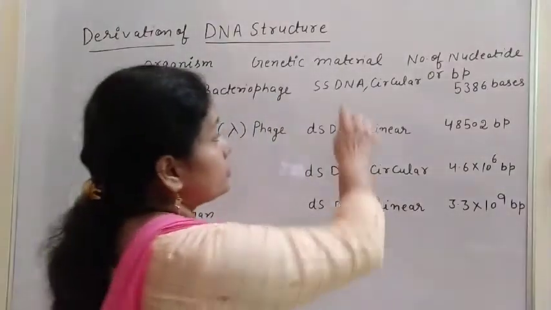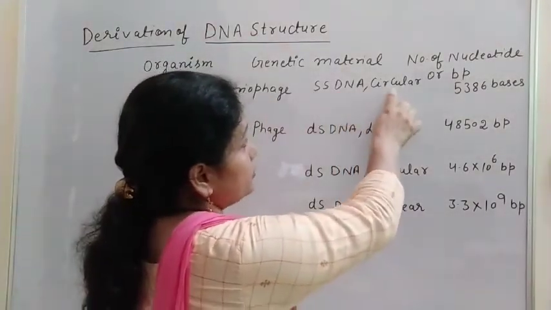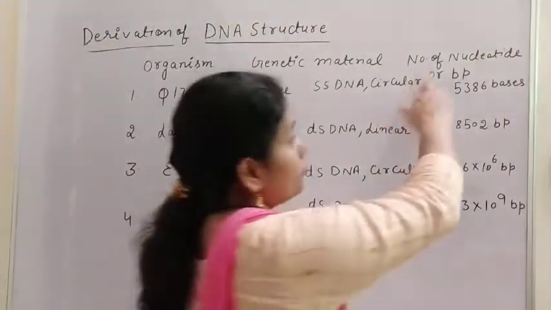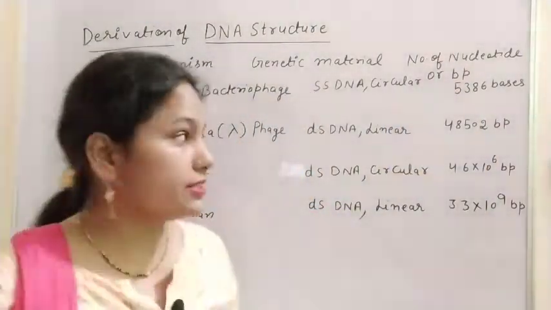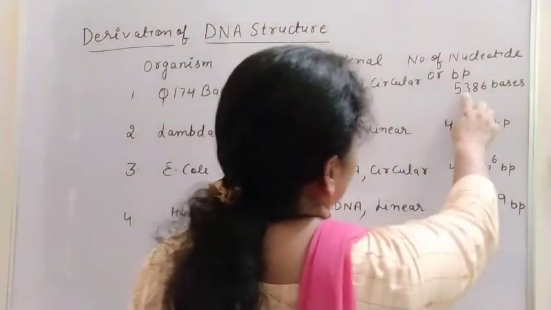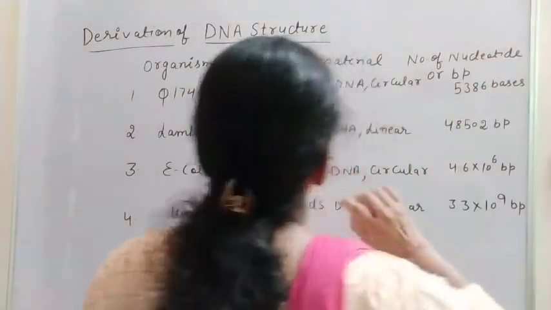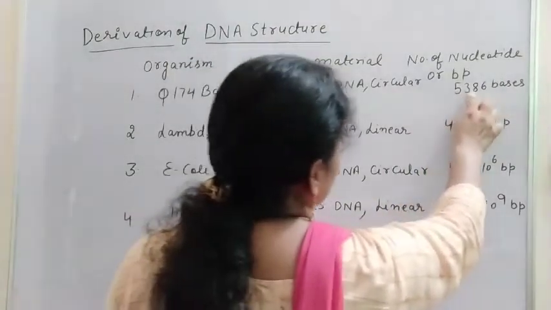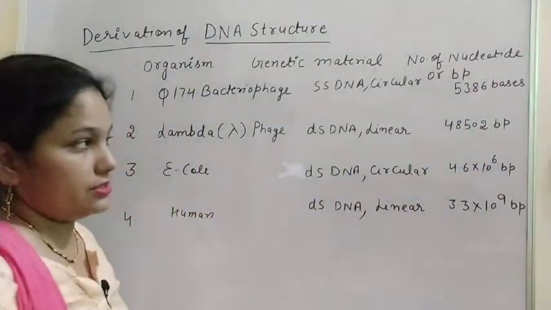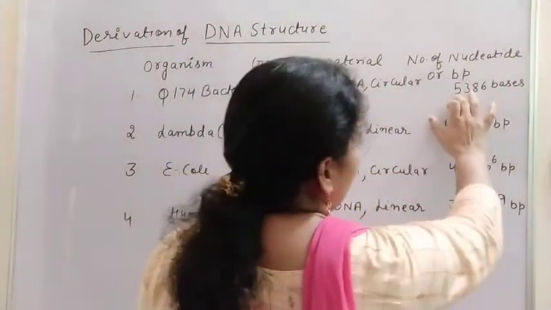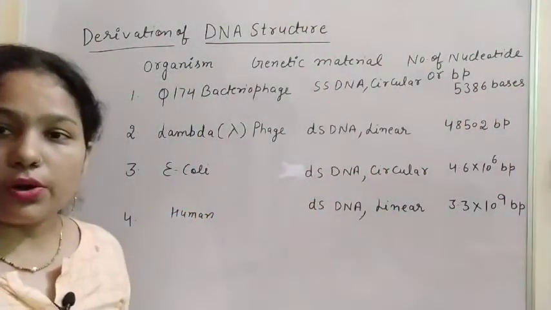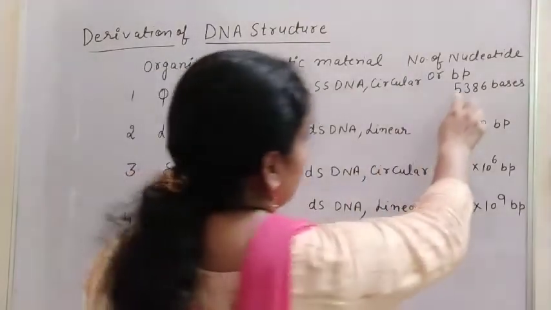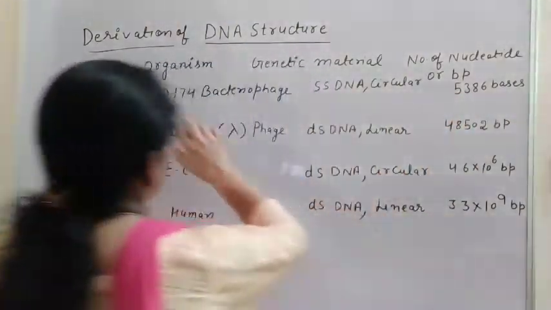Suppose I am saying that this is the DNA, and in this DNA these golden beads you can see and the red beads. So these are the sugar and the phosphate backbone. If it is like this, then it is known as single stranded, and if it is in the form of this, that is the circular form. So here the single stranded circular DNA, and the number of nucleotides or base pairs. How many nucleotides are present here? The value is 5386 bases.